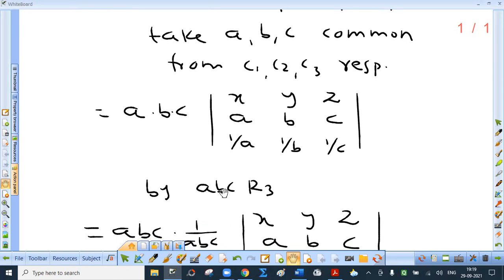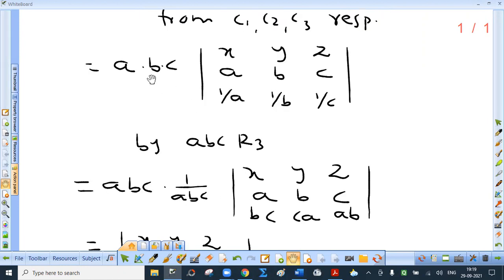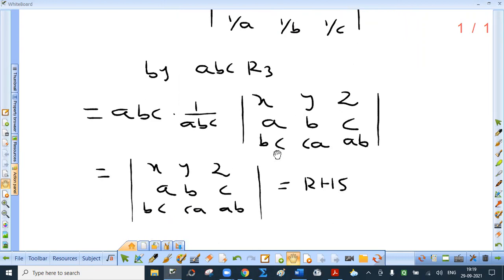So I have written by abc R3. See, we are multiplying the third row by abc. So we should divide the determinant by abc. So this abc is already there. It gets cancelled. Or you may just say we are using this abc to multiply R3. So don't write anything. So that gives me which determinant? x, y, z, abc, bc, ca, ab. This is nothing but the right hand side.